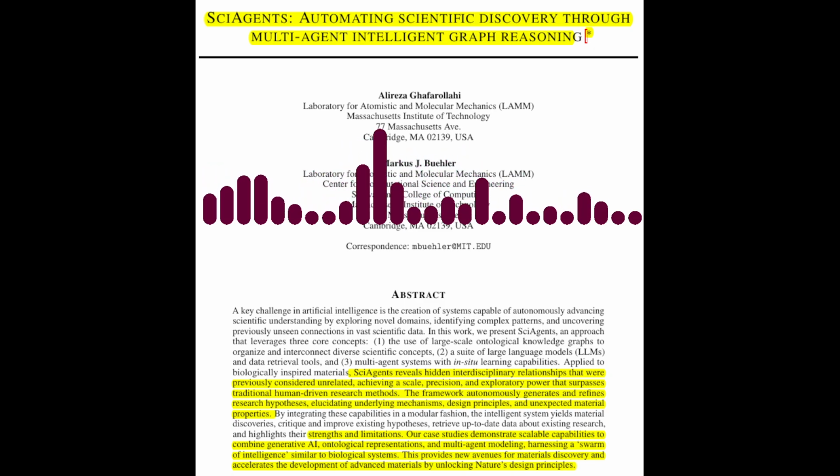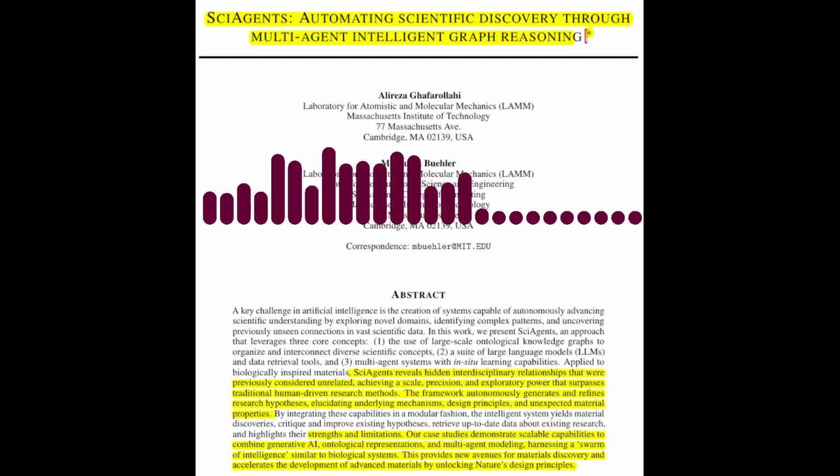So how does the system, SciAgents, aim to overcome these limitations? SciAgents utilizes three core concepts. First, it employs large-scale ontological knowledge graphs to organize and interconnect diverse scientific concepts. Second, it uses a suite of large language models, LLMs, and data retrieval tools. And third, it incorporates multi-agent systems with in-situ learning capabilities.